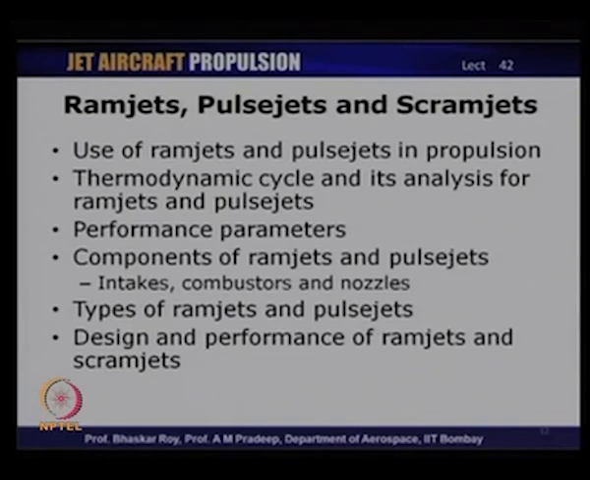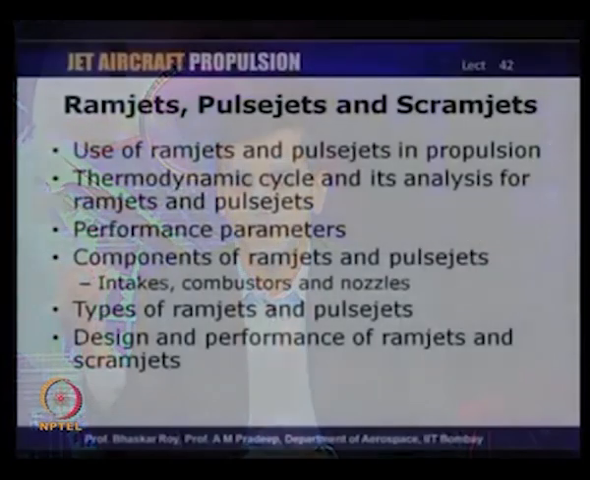Then towards the end of the lecture series, we spent a few lectures on discussing some other types of engines which are obviously very simple, at least in design on paper. They are very simple, like ramjets, pulse jets and scramjets, because they do not have any rotating machinery. And so, we have discussed what the uses of ramjets and pulse jets are. We have seen the thermodynamic cycle of ramjets and pulse jets, and we have seen how we can evaluate performance of ramjets and pulse jets based on cycle analysis.